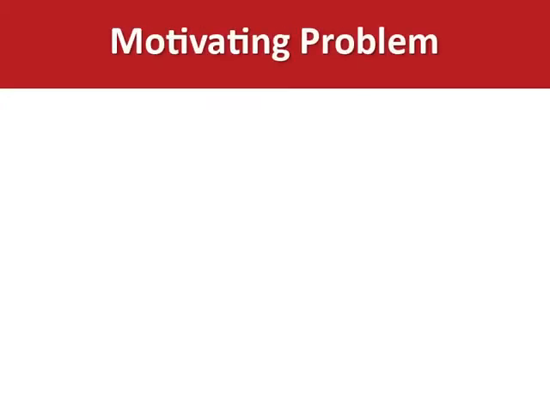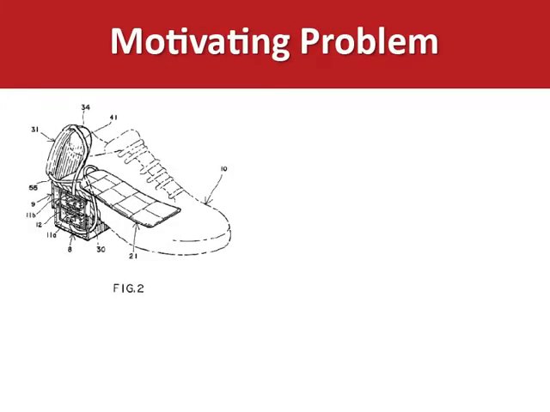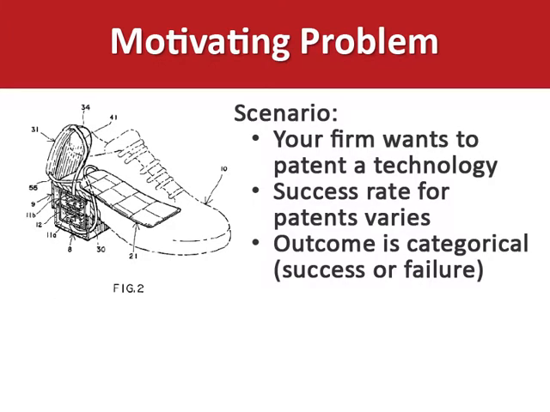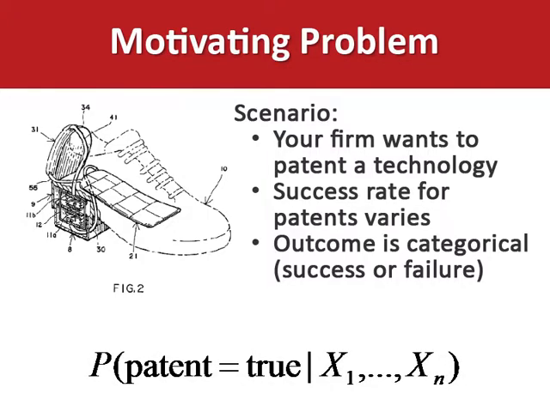To motivate this, let's consider a problem. Your firm wants to, say, patent a new technology, and the success rates for patenting new technology varies. Now, the outcome of a patent is categorical. Either you're successful or you're not successful. And really what you want to do is understand a conditional probability. What is the probability of getting a patent, or patent equals true, given some characteristics of your patent application?